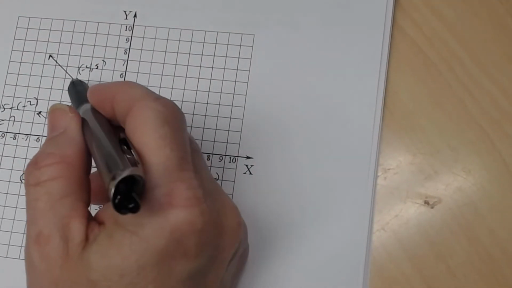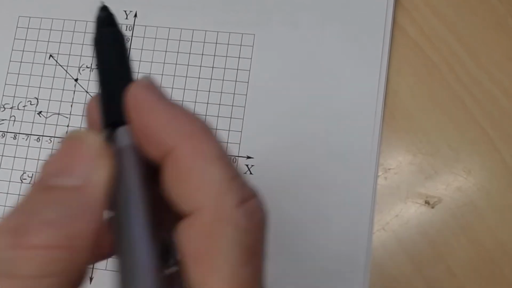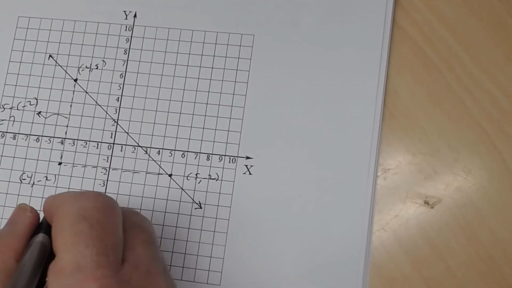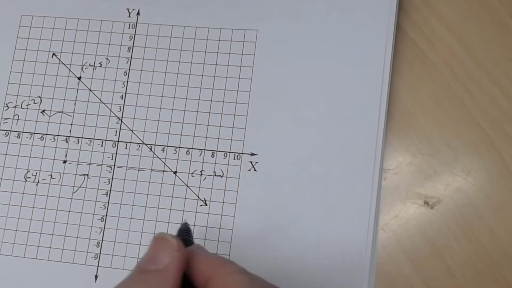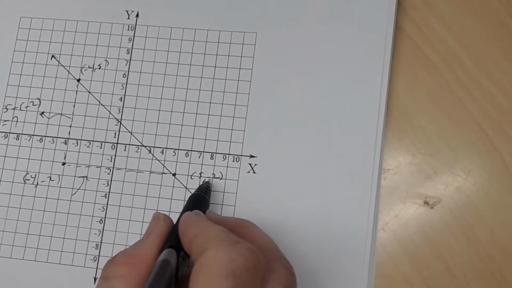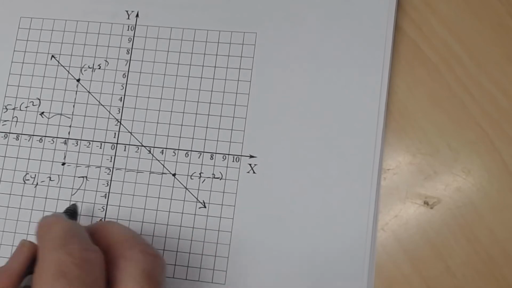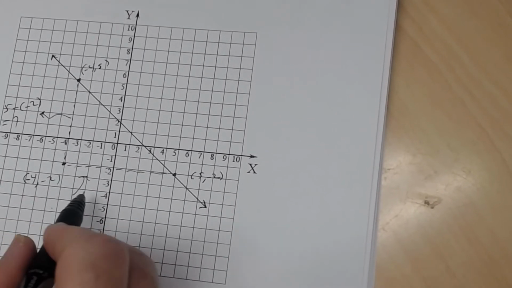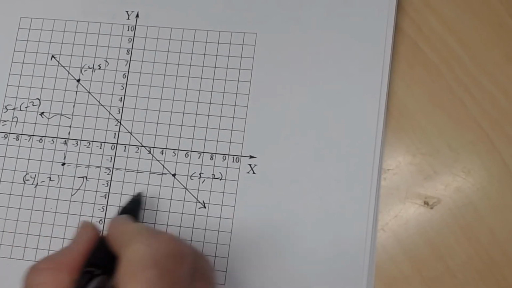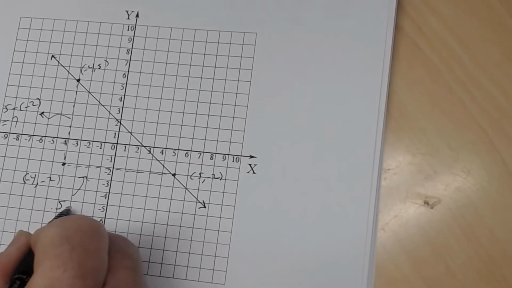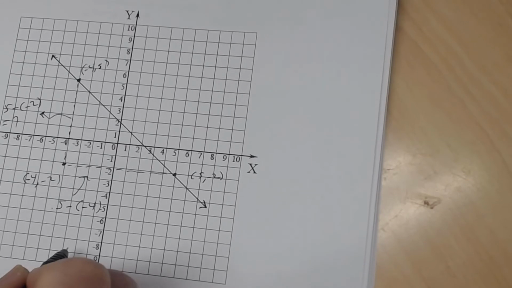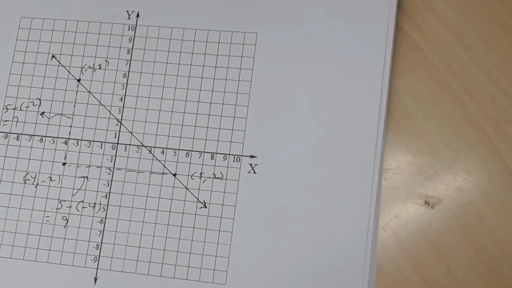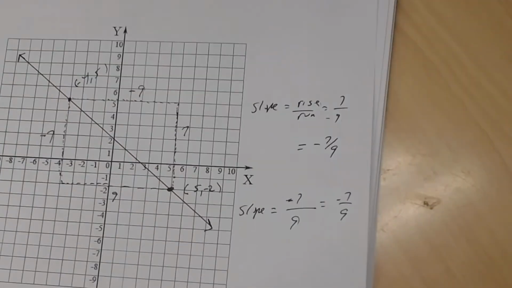Okay, so I'm going to start here. And so here, my run, I'm going to use the x coordinate. Remember, your run is parallel to the x-axis, so you use the x coordinate. So you can say 5 subtract a -4, which is 5 plus 4, which is 9. And that's what we had gotten here.